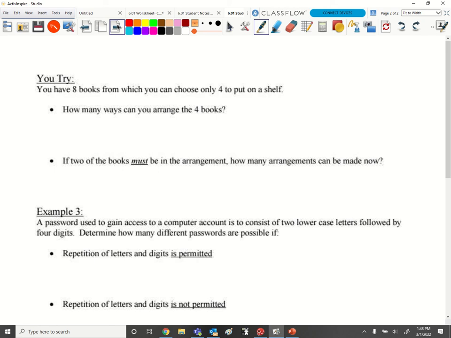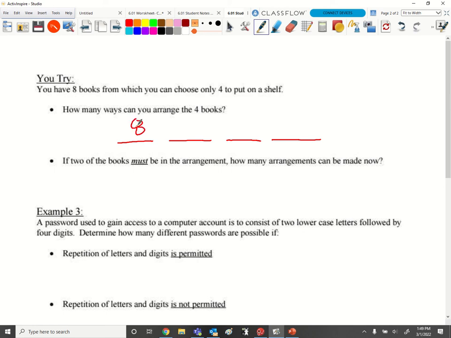All right, let's see what we got. So you have 8 books to choose from, only put 4 on a shelf. How many ways can you arrange the 4 books? Okay, so let's take a look. So how many dashes do I start off with? 4, because only 4 of these are going on the shelf. Now, first one, how many do I have to choose from there? 8. There's 8 books, right? Not all of them are going to go on the shelf. So there's 8 to choose from.